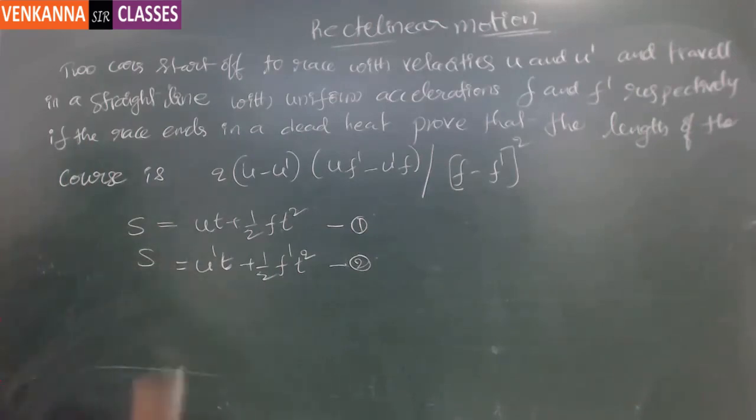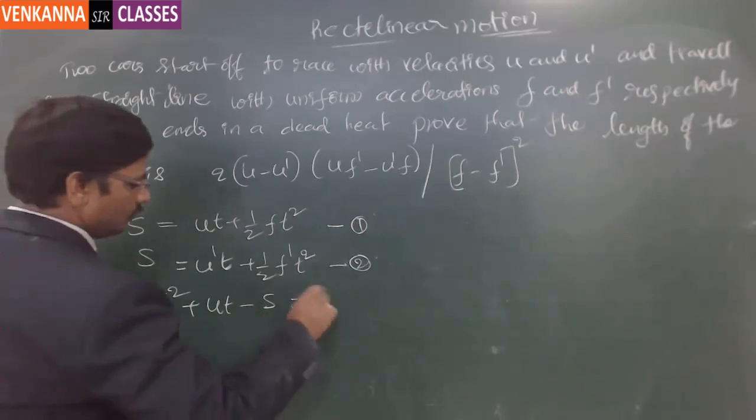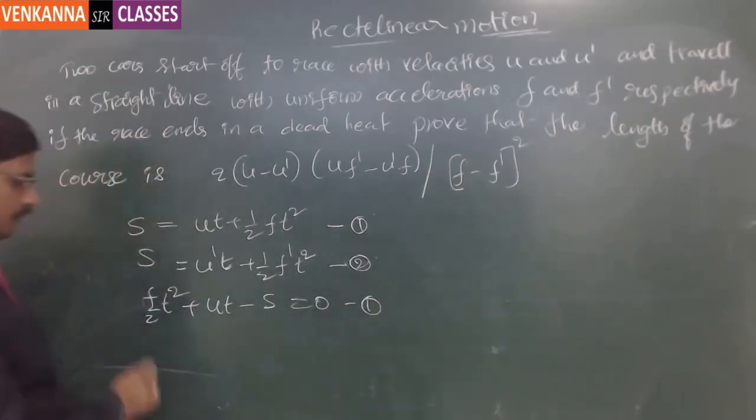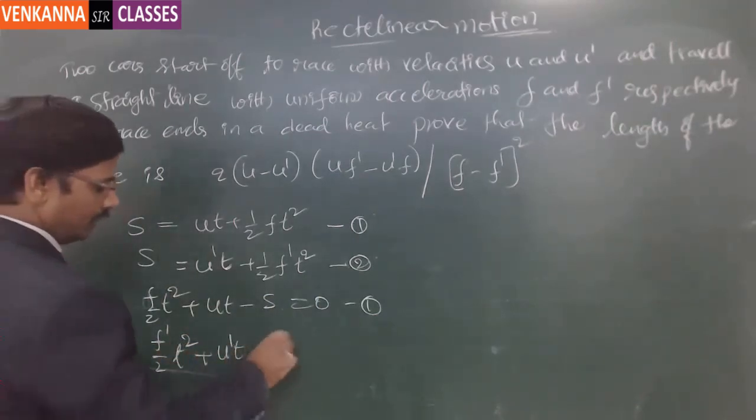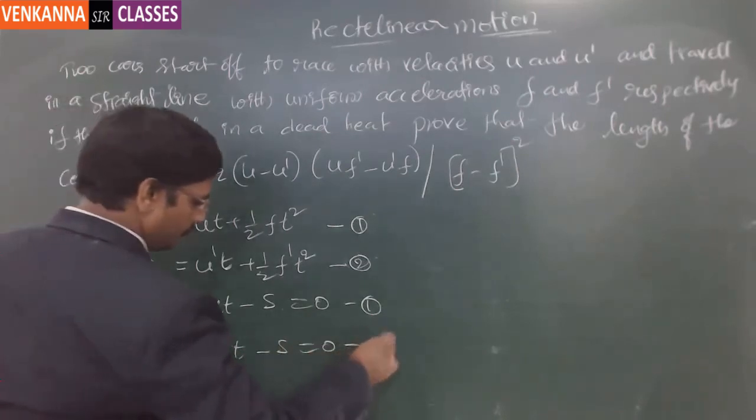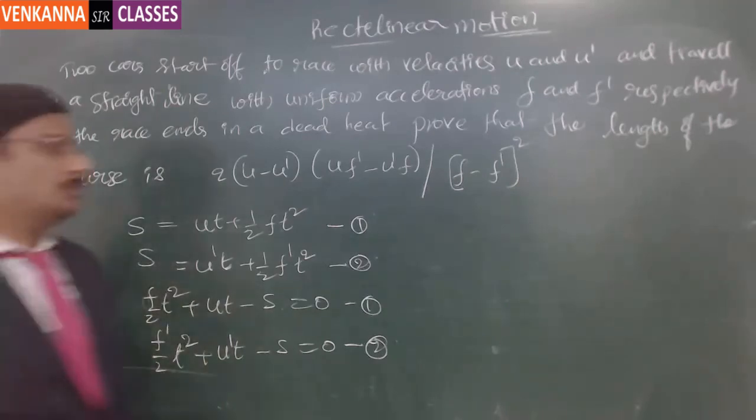Now it is up to us to solve these two equations, nothing more than that. So f by 2 times t squared plus ut minus s equal to 0, this is equation number 1, and f dash by 2 times t squared plus u dash t minus s equal to 0, this is equation number 2. Now we have to solve these two simultaneous equations to get the value of the displacement s. That's all.